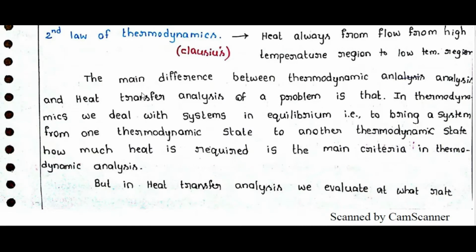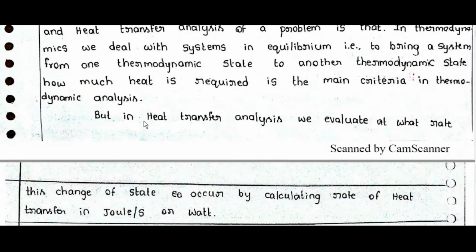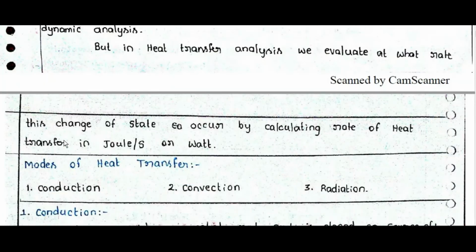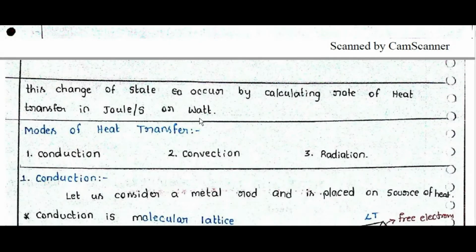The main difference between thermodynamic analysis and heat transfer analysis of a problem is that in thermodynamics, we deal with systems in equilibrium. That is, to bring a system from one thermodynamic state to another, how much heat is required is the main criterion. But in heat transfer analysis, we evaluate at what rate this change of state occurs by calculating the rate of heat transfer in joules per second, or watts.